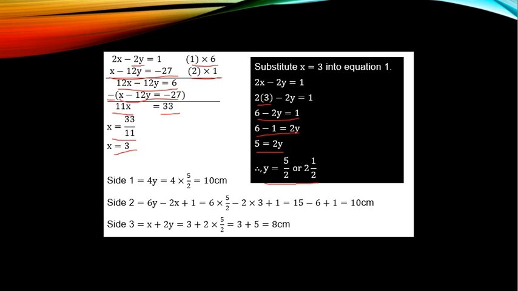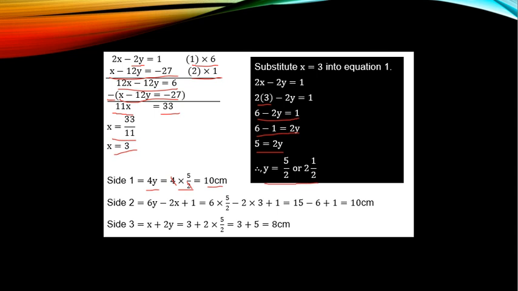So let's take side 1. Side 1 is 4y. So you have 4 times the value of y, 5/2. Divide 4 by 2, you have 2. 2 times 5 is 10 centimeters.